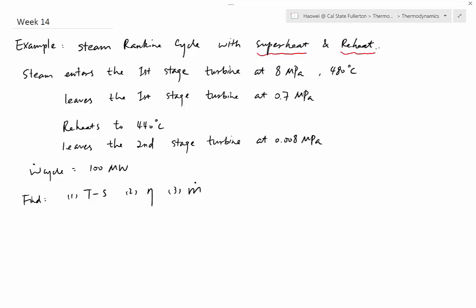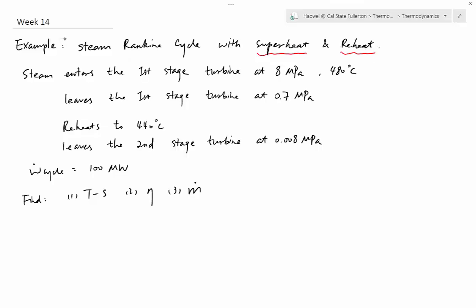It leaves the second stage turbine at 0.008 megapascal. W dot cycle is given as 100 megawatts. We're looking for three things. First, sketch the process on a T versus S diagram. Second, look for the efficiency. And the last one is to look for the mass flow rate.